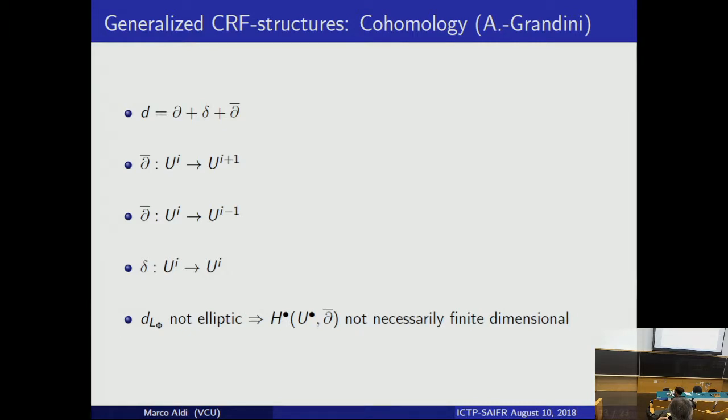As a result, in general, D_L^phi is not elliptic. The analog of what we had for generalized complex structure is not elliptic, and therefore this cohomology is not necessarily finite dimensional. It would be interesting to understand this issue better, when exactly you get finite dimensional cohomology. I don't know the answer.